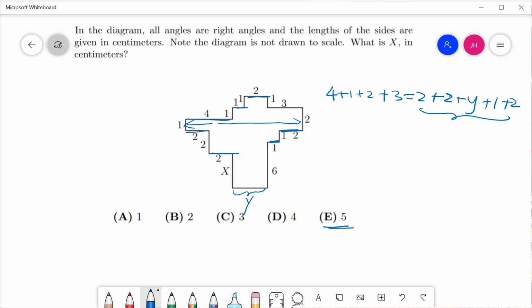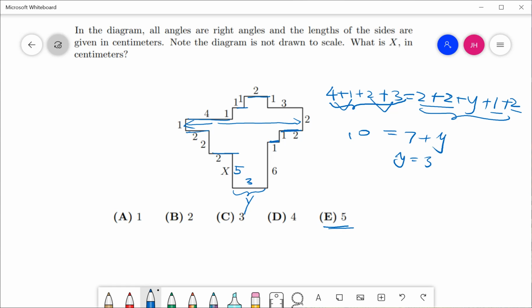So to solve this, we have, that's 5, that's 5, that's 10, equals to, that's 4, 6, 7, 7 plus y. So y equals 3. So we know this is 3 and this is 5. That's what we originally solved.